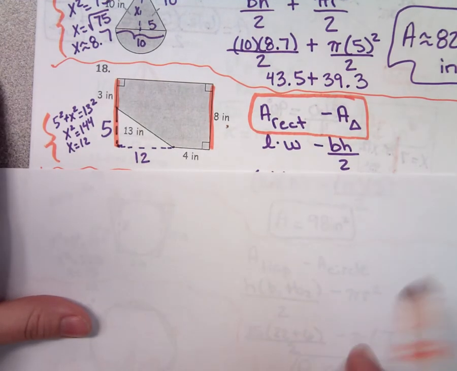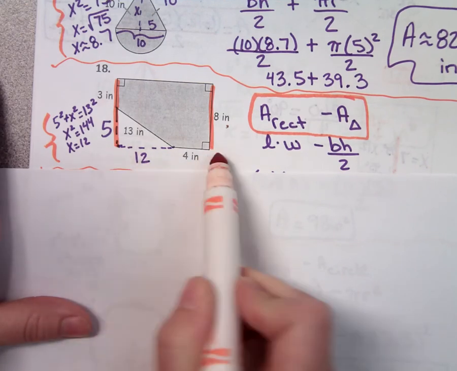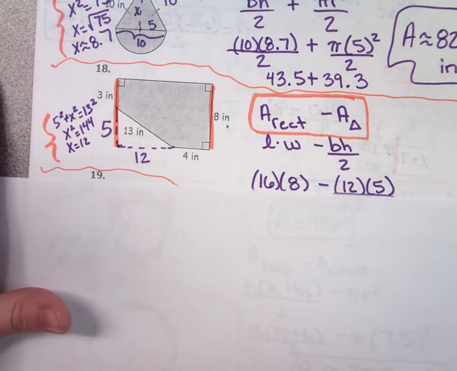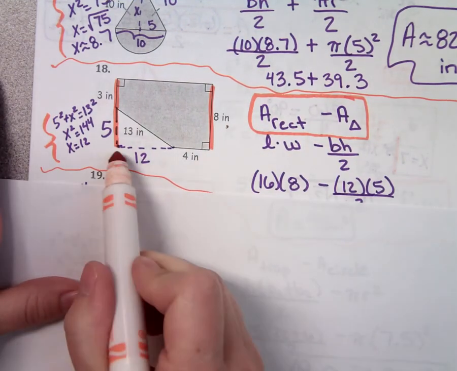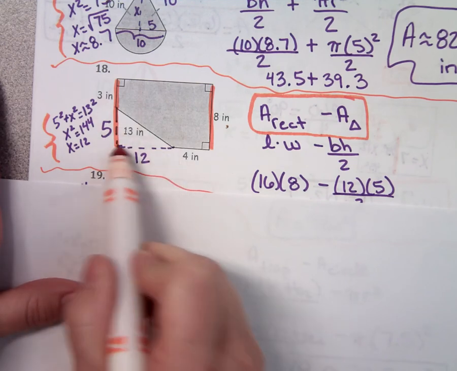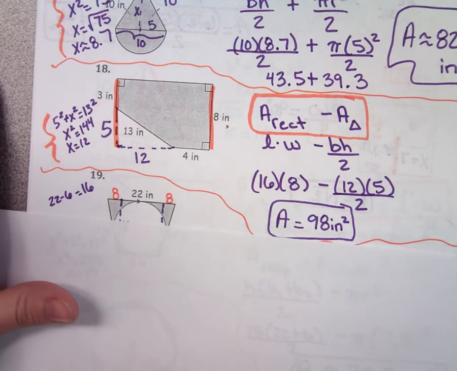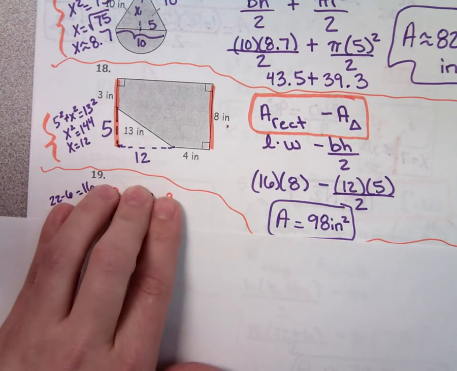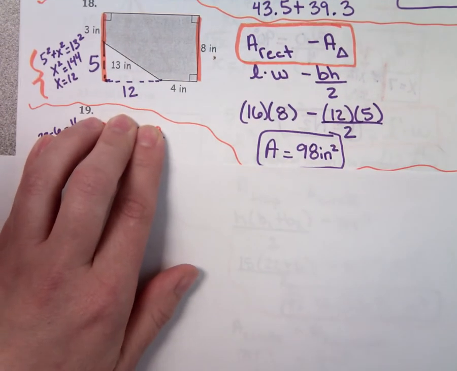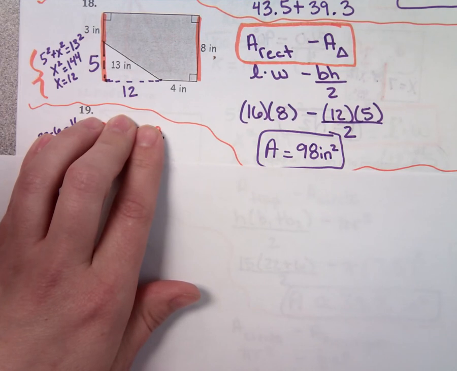So area of a rectangle is length times width. I know the length is all the way from here to here, so the length is 16, and the width is 8. And my triangle, the base is 12, and the height is 5, and area of a triangle is base times height divided by 2. And you should get an answer of 98. And like I said, you might have done this differently than I did. This is just how I chose to work it.